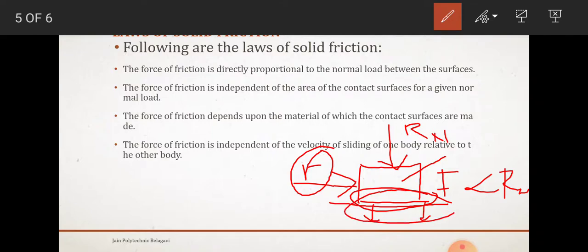I hope it is clear. These are the different laws of friction and they will be asked for 5 marks. You have to state these different points related to the laws of friction. Thank you.